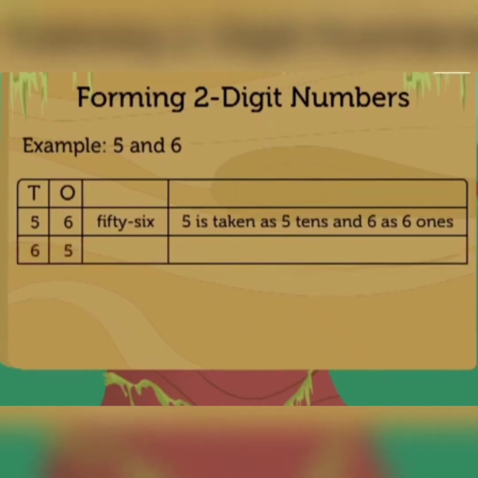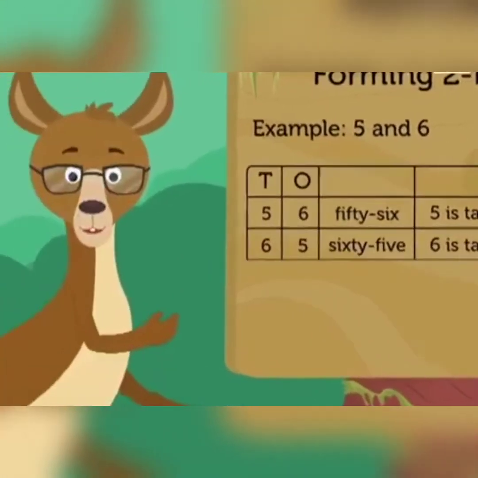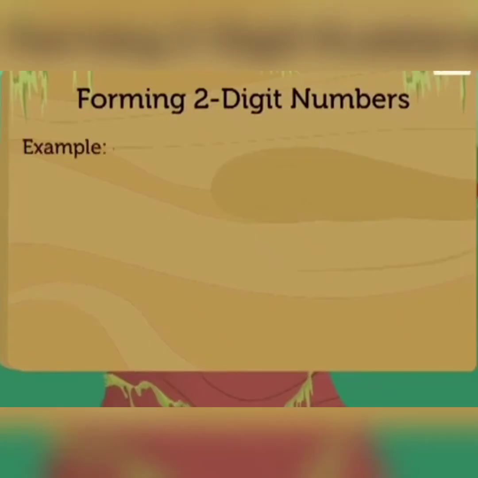Now let's interchange the digits 6 and 5. Here at the place of ones we get 5 and at the place of tens we place digit 6. So 6 is taken as 6 tens and 5 as 5 ones. The number is 65. Now we are going to discuss one more example.